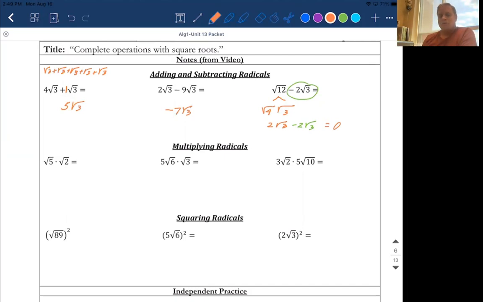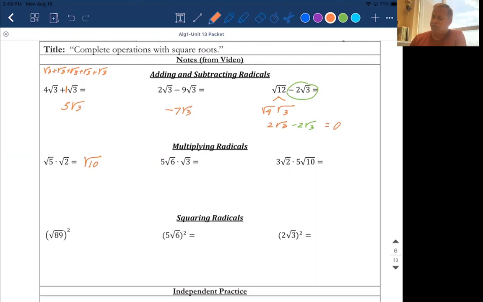Okay. Now multiplying radicals. You might have a really good idea of how to do this based on what we just did in the last concept. Here, it doesn't matter if the numbers inside the radical are different. We can go ahead and multiply them still. So this becomes the square root of 10. But you want to be careful on is, does the square root of 10 simplify? Meaning, is there a perfect square inside of 10? There's not. So we leave it be.